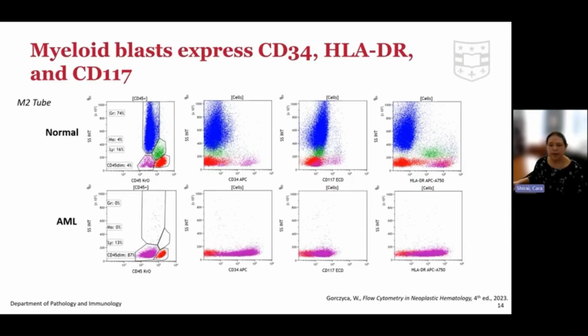This is an acute myeloid leukemia where blasts express CD34, HLA-DR, and CD117. AML blasts do not always express antigens similar to normal myeloid blasts. In fact, changes in antigen expression patterns from normal to abnormal is one way we identify aberrancy by immunophenotype.